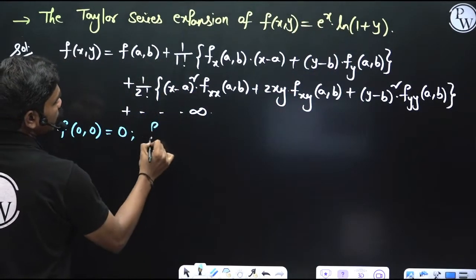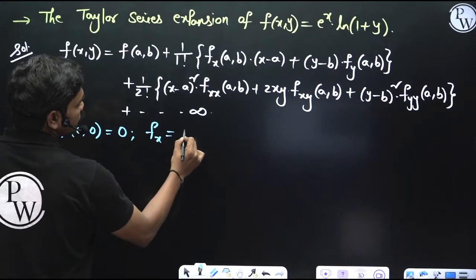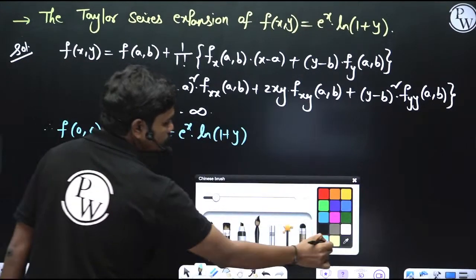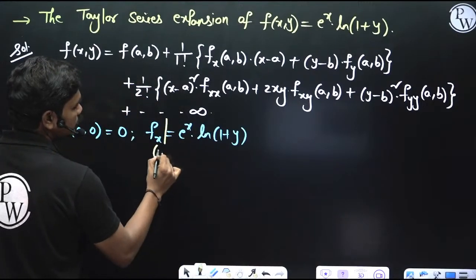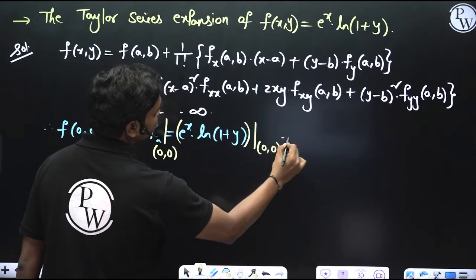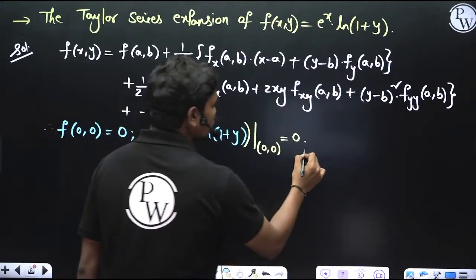Okay, then what is fx? fx is equal to e power x into ln(1 + y). So if you replace 0 comma 0 in this function, at 0 comma 0 it gives you 0 actually. Okay, and what about fy?